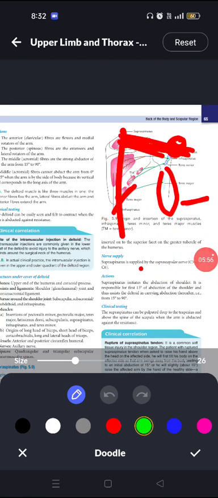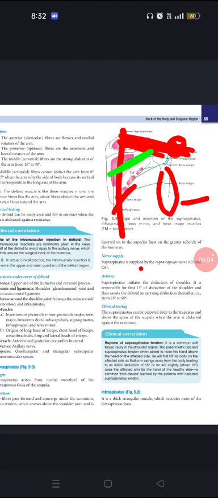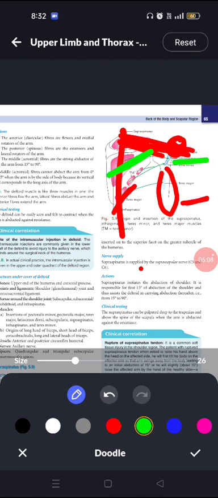And lateral rotation is done by the infraspinatus, teres minor, and deltoid. So here we do the infraspinatus. The infraspinatus muscle originates from the infraspinous fossa, and it is inserted over the greater tubercle only, right? The middle fibers of the greater tubercle.